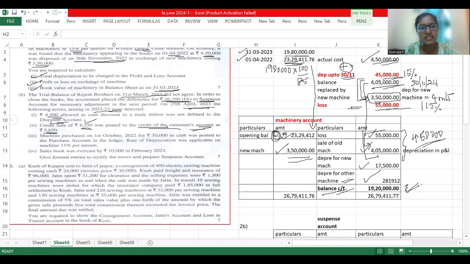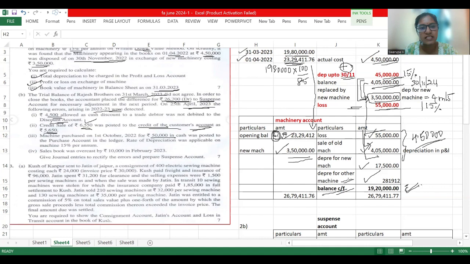So which account will be credited? It's a one-sided entry, so the suspense account will be credited. So in this suspense account that we have opened, we have to credit the customer account with both these values. Then third one, machine purchased on 1st October 2022, 50,000 in cash was posted to purchase account.